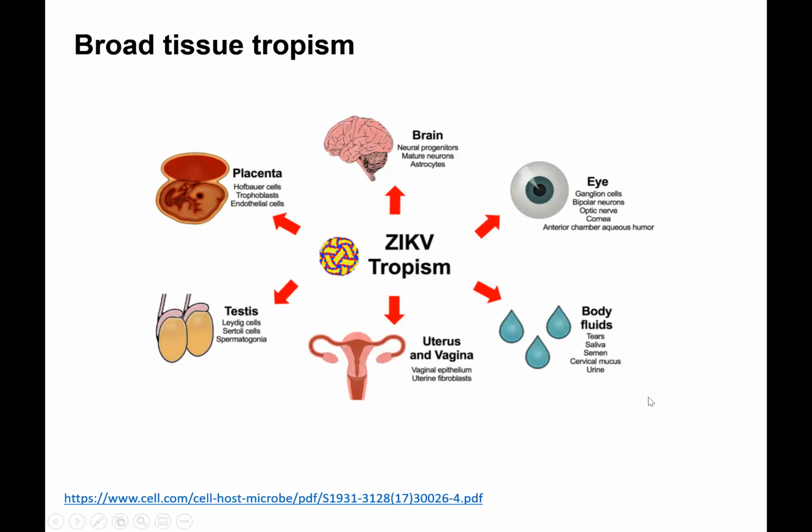Some viruses have very broad tissue tropism. So Zika virus, its receptor is something called AXL. This is a tyrosine kinase receptor. It binds to growth factors. It's very common. So that is why Zika has a much greater tissue tropism than something like HIV, which uses a very specific receptor.